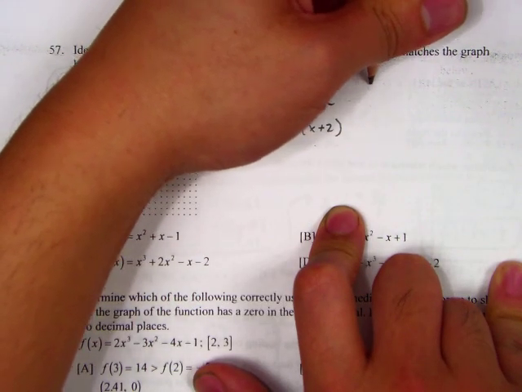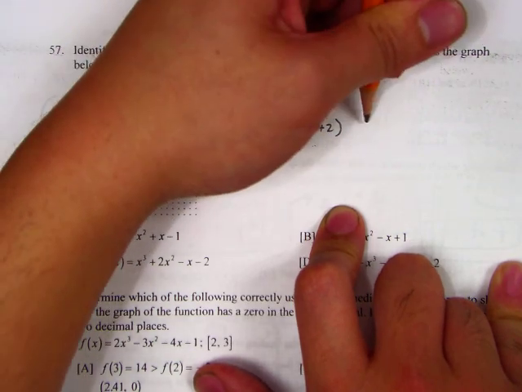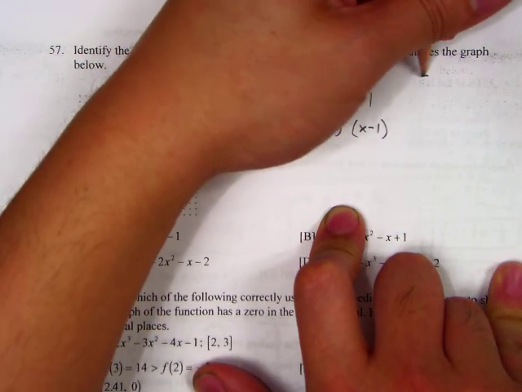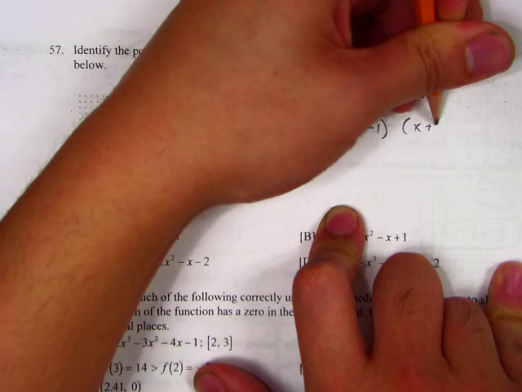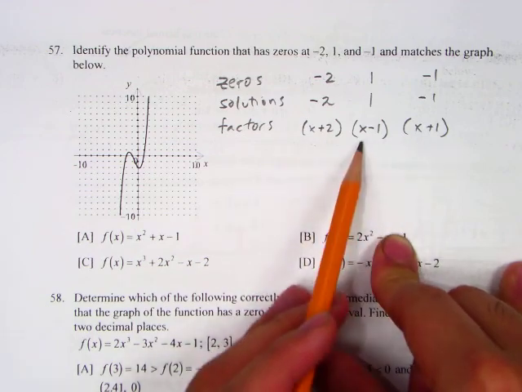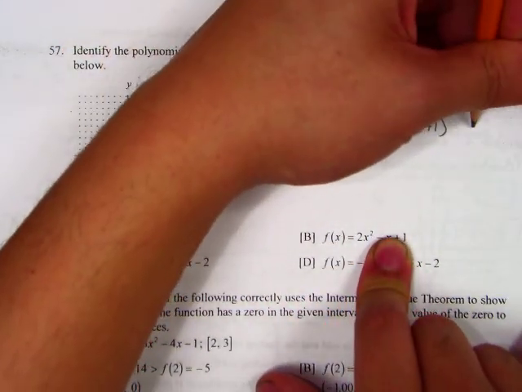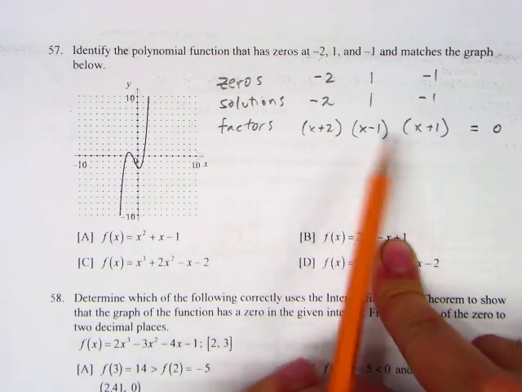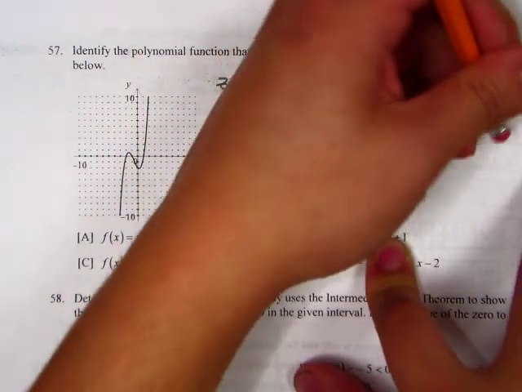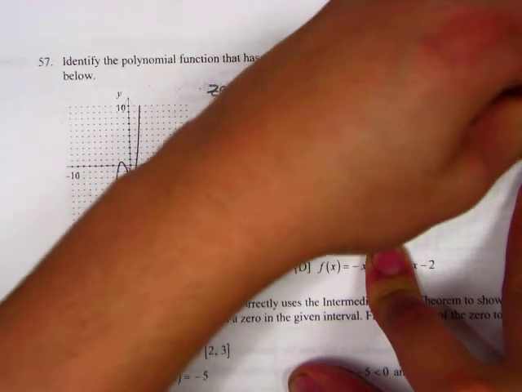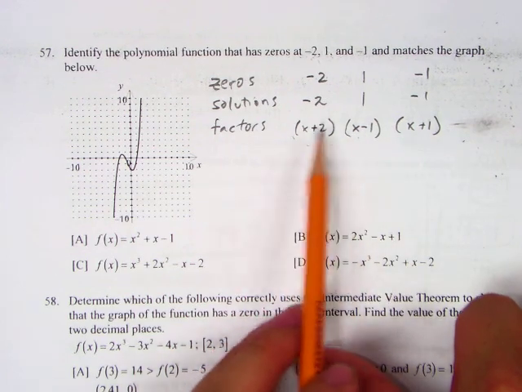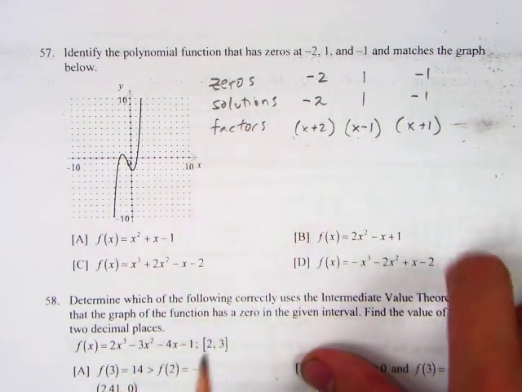So let's do that same idea here. We have 1 is a 0, a solution is 1, a factor here is x minus 1. Same thing goes here, -1, so x plus 1. These are factors of my function, because if I had this equal to 0, then -1 would be an answer, 1 would be an answer, -2 would also be an answer. But what I have here is my function, and when I evaluate f of x equals 0, those are possible zeros, solutions, or factors.